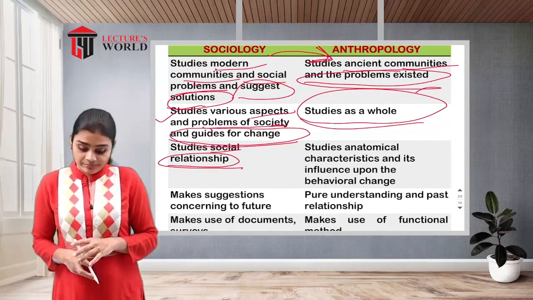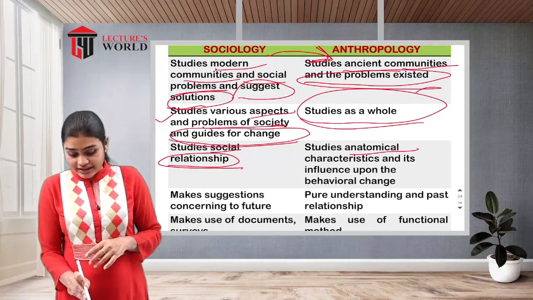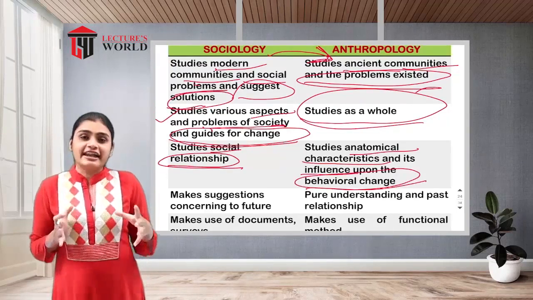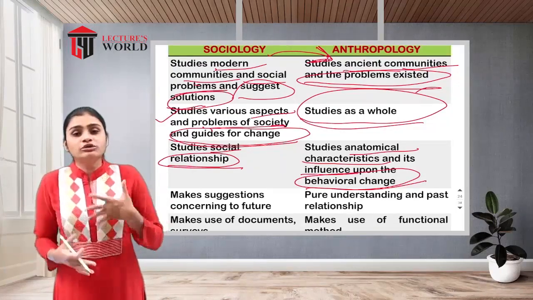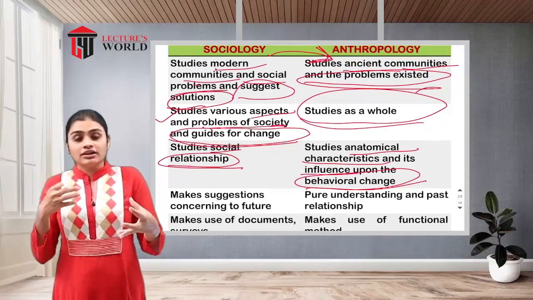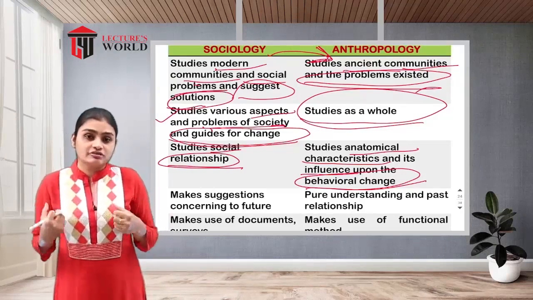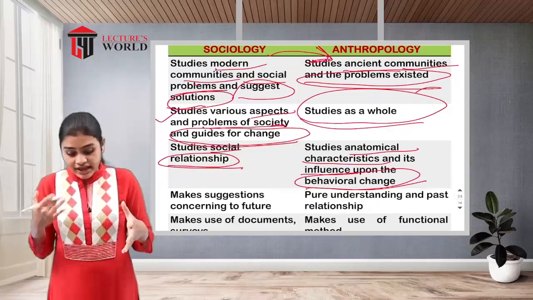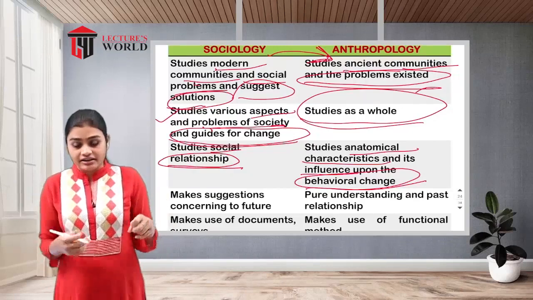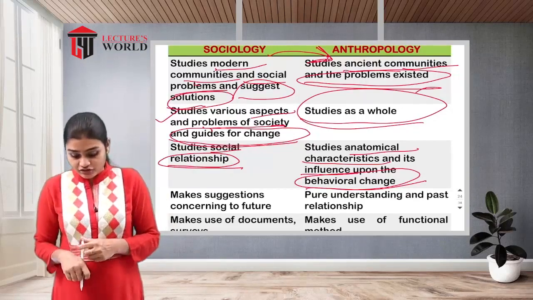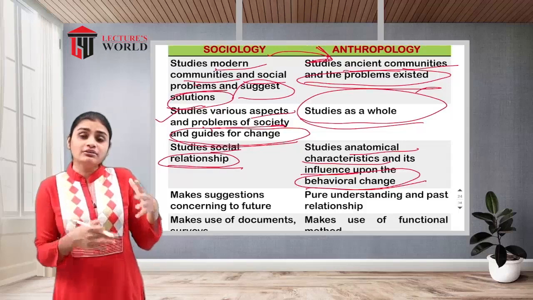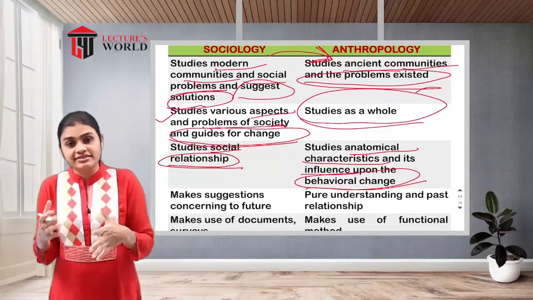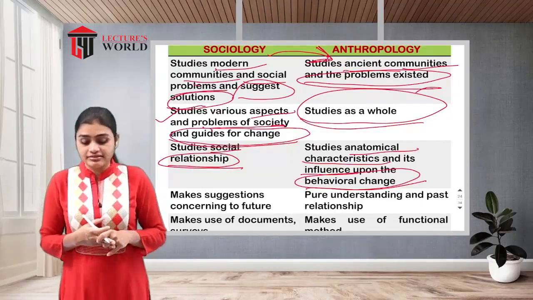And anthropology studies anatomical characteristics and their influence upon behavioral change. Anatomical characteristics means how our human body works in interconnection with other systems of our body, how the human body carries out its own functions, and why it is like that. Those things will be studied under anthropology. And why? Because as these anatomical things change, human behavior also changes simultaneously. All of that is studied in anthropology.